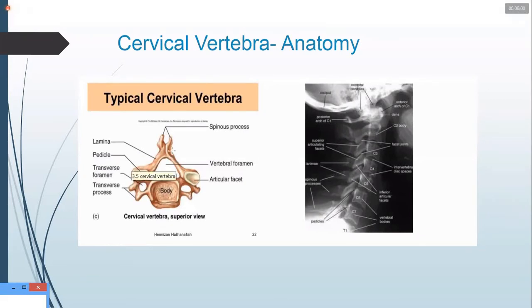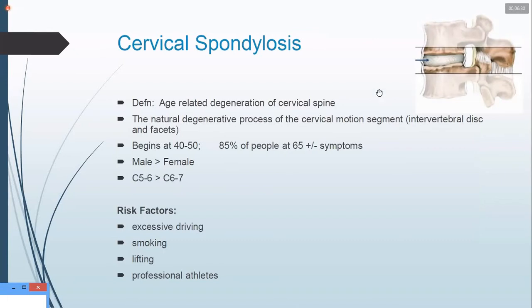Like in this picture, you can see the spinous process and the lamina. This is a pedicle and the foramen transversarium, through which the vertebral artery passes. This is the facet, the articular facet, these are the transverse process, and this is the body. This is the lateral view of the cervical X-ray, cervical spine.